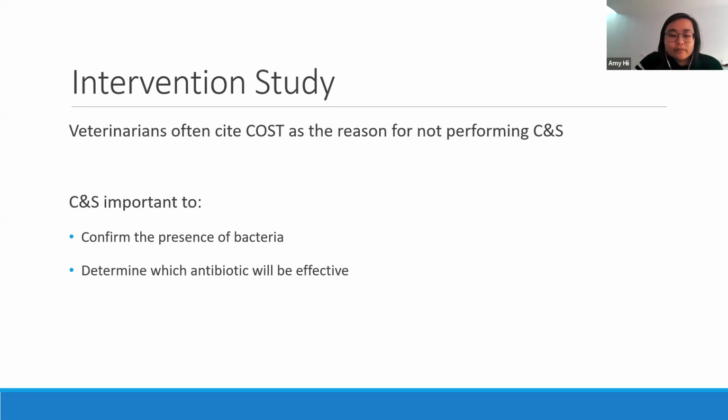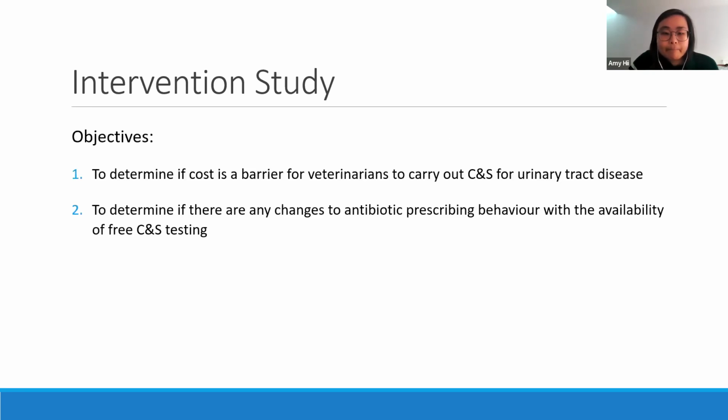C&S is important because it helps to confirm the presence of bacteria, and if bacteria is present, to determine which antibiotic will be effective in treating the infection. Without this test, veterinarians may be prescribing antibiotics unnecessarily or inappropriately. The objectives of the study are to determine if cost is a barrier for veterinarians to carry out culture and sensitivity for urinary tract disease, and to determine whether, with the availability of free culture and sensitivity testing, there are any changes to antibiotic prescribing behavior.